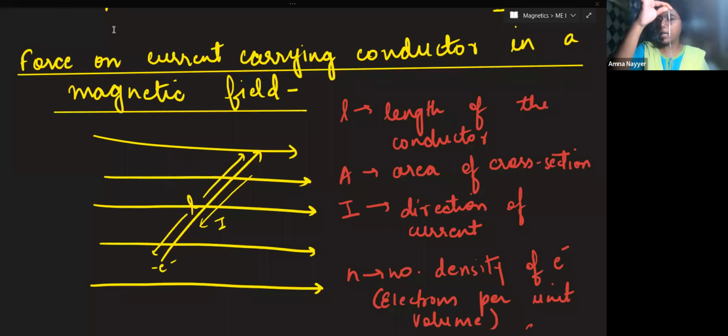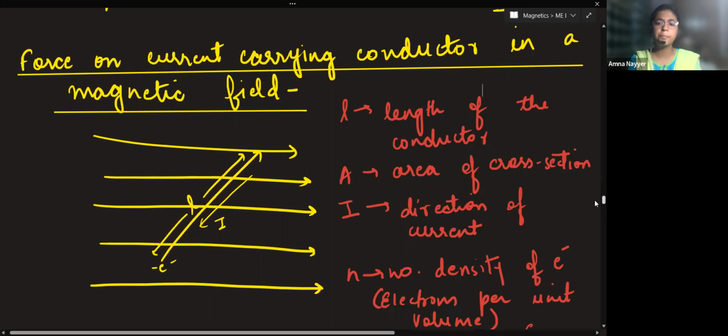It has a certain length, and the current that is flowing is I. Length of the conductor is L. Cross-section means if this is your wire, then the area of this face is the cross-section. So the area of the cross-section is A. Number density means number of electrons per unit volume. This is a very small, easy derivation.